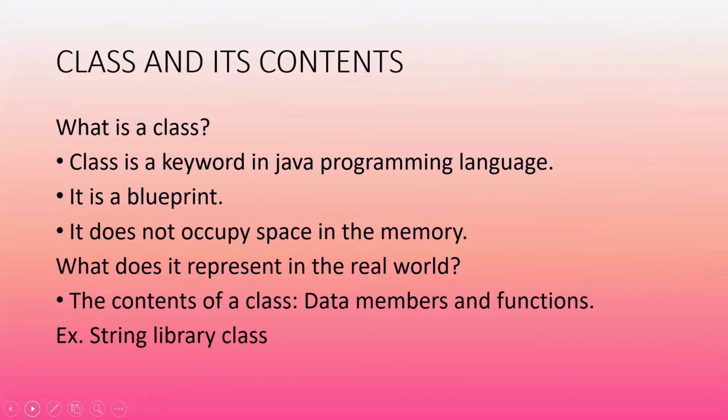That's why the contents of a class would be data members, which contain the attributes of the entity, and functions, which contain the common behaviors of an entity. An example of a class would be the String library class, which is already available and pre-written in Java. In this class, we've got certain attributes such as the length of the string, which is stored as a data member, along with functions, for example, to convert all the characters of the string into uppercase or lowercase.